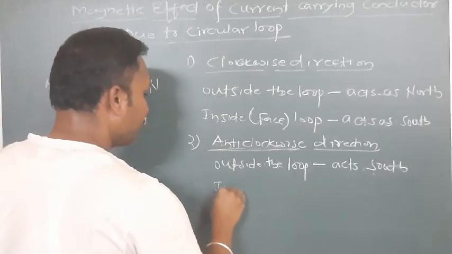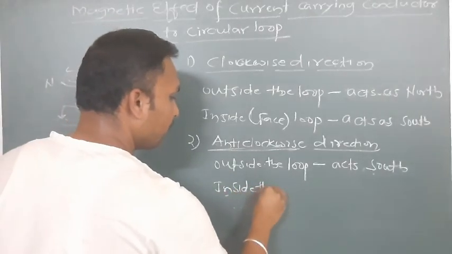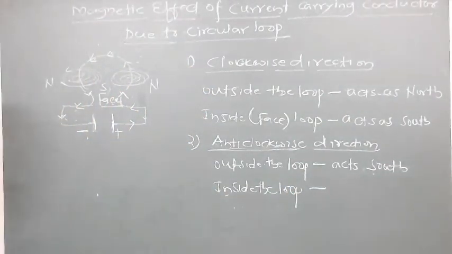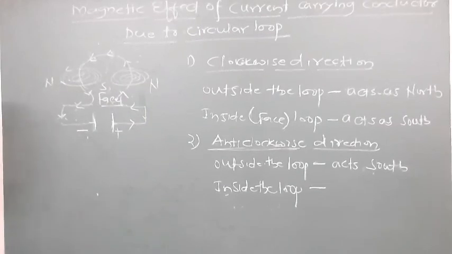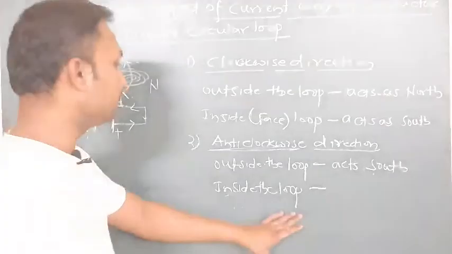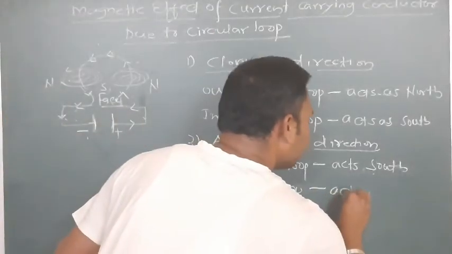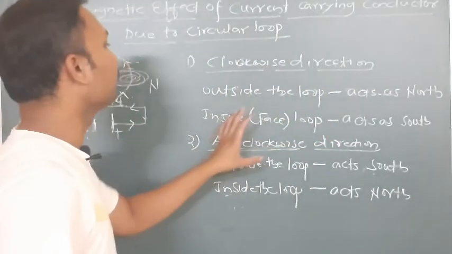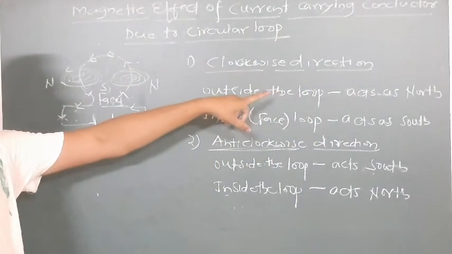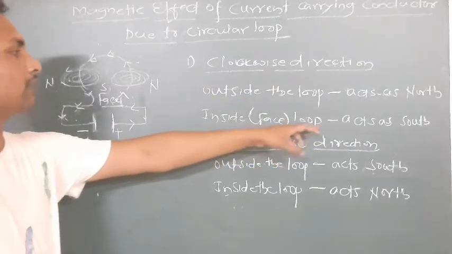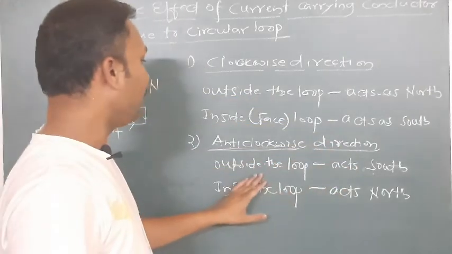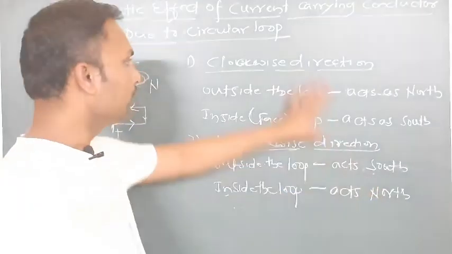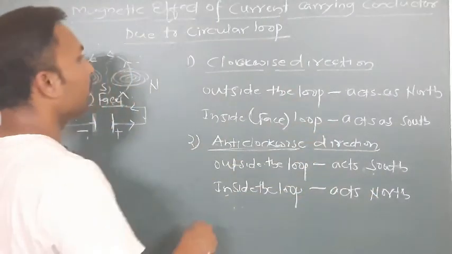Now inside the loop, or face, inside the loop it acts as a north pole. So in the clockwise direction, outside the loop acts as a north, and inside the loop acts as a south. Now here it is changed: outside the loop acts as a south, and inside the loop acts as a north.